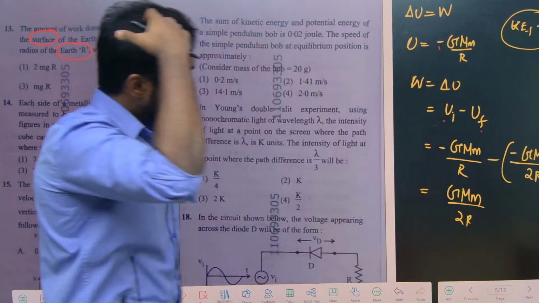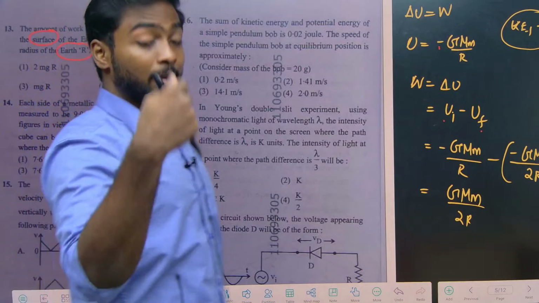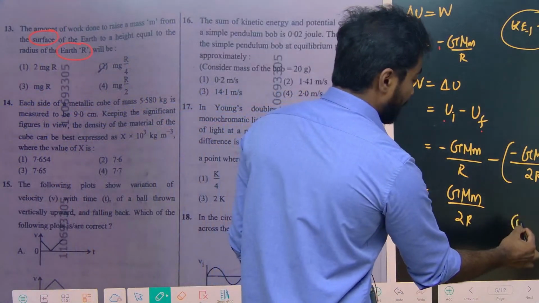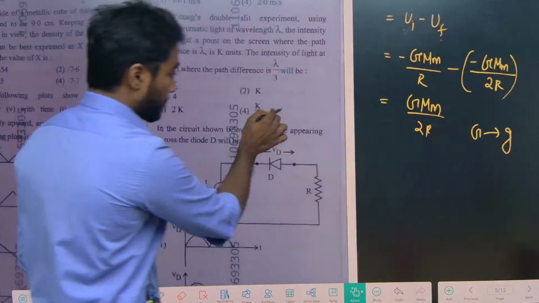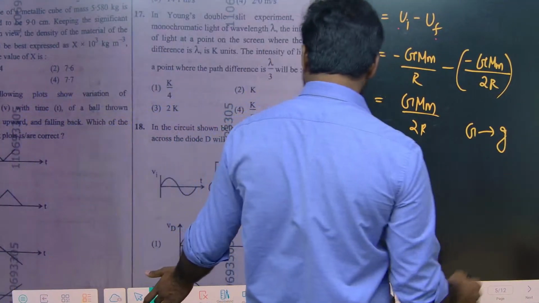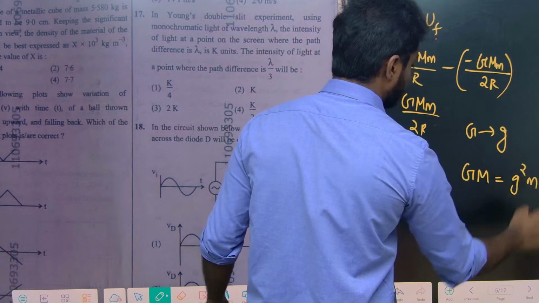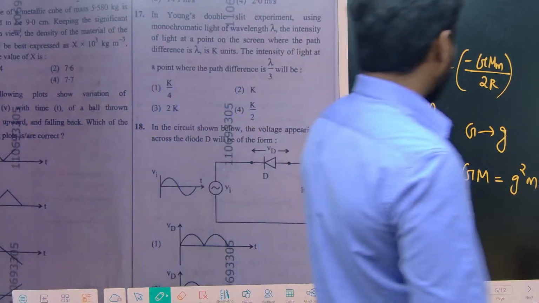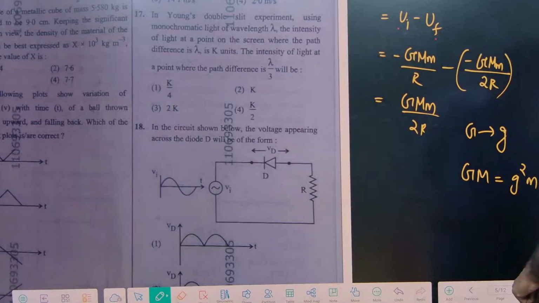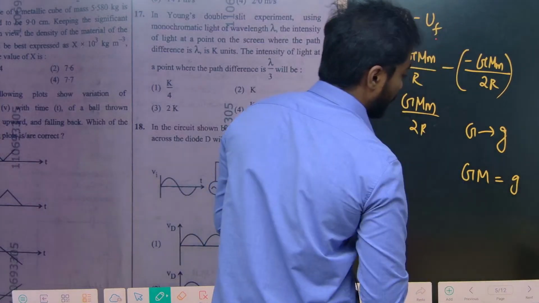So how can we write GM? To convert to g square, in terms of small g, how can we write this capital G as small g? GM equals G square M. Okay, I can write that one, I can convert that one. Oh sorry, it is not G square M, it is g R square, sorry, it is g R square.